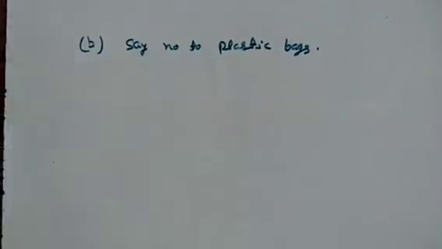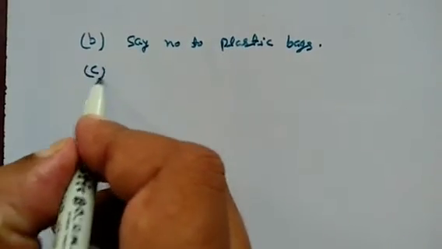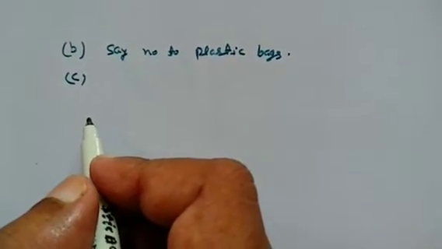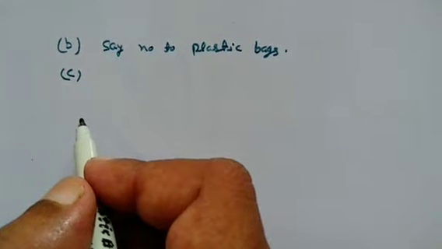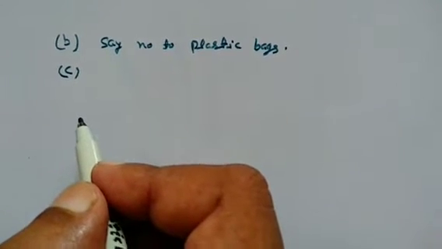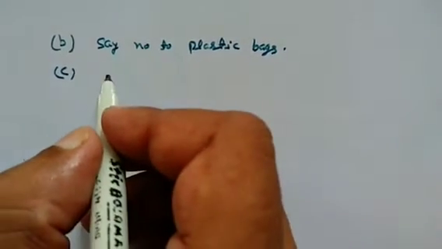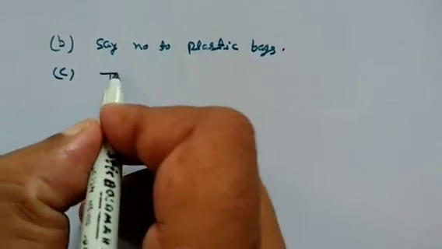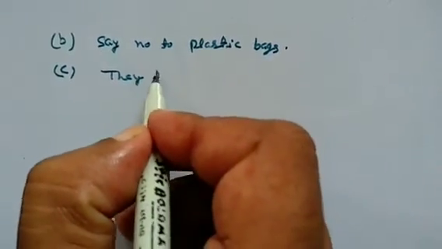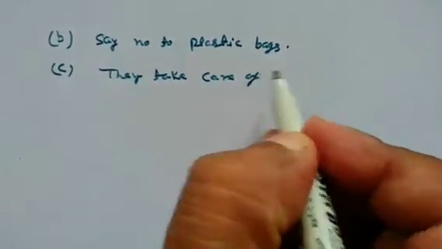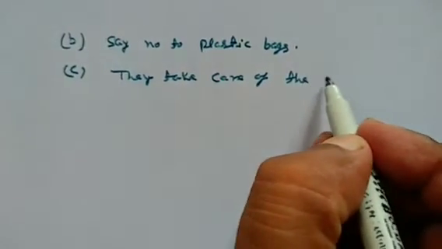Now in question C, what value of the Eco Club members is depicted here? Children, we can say that they take care of the environment.